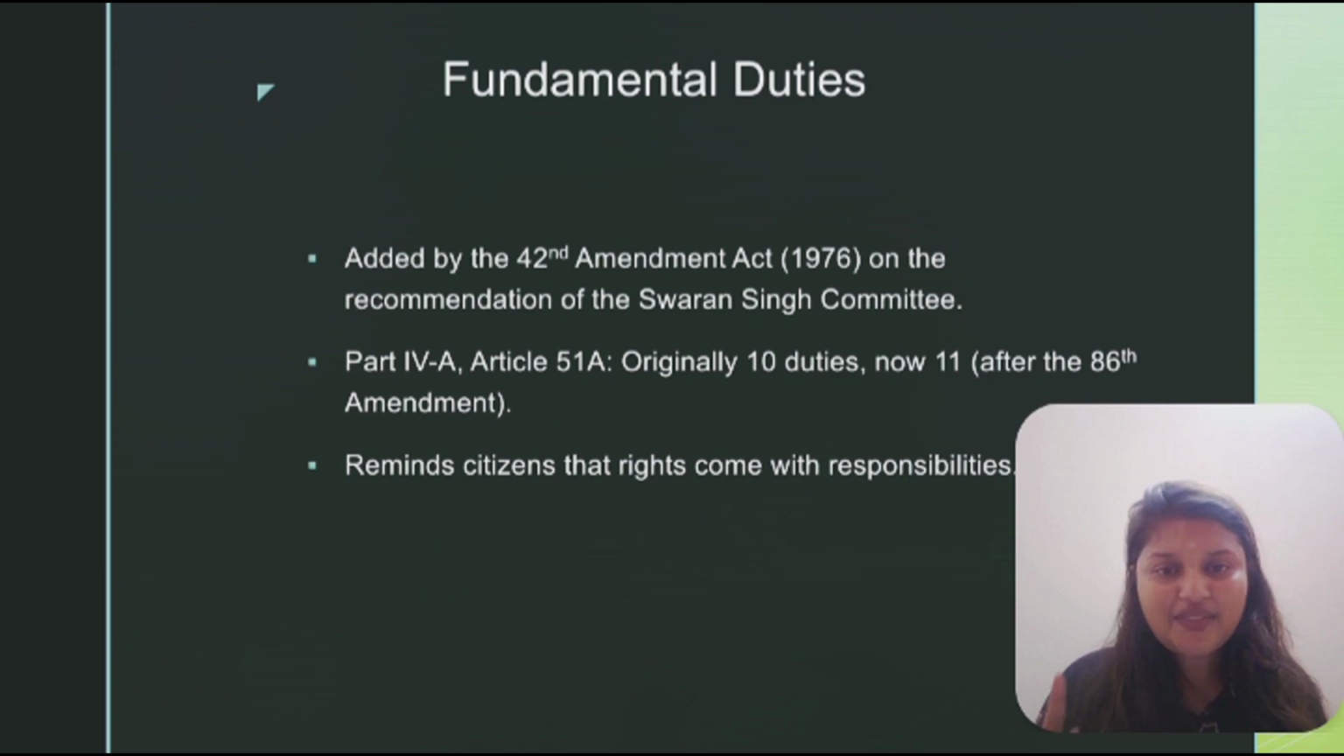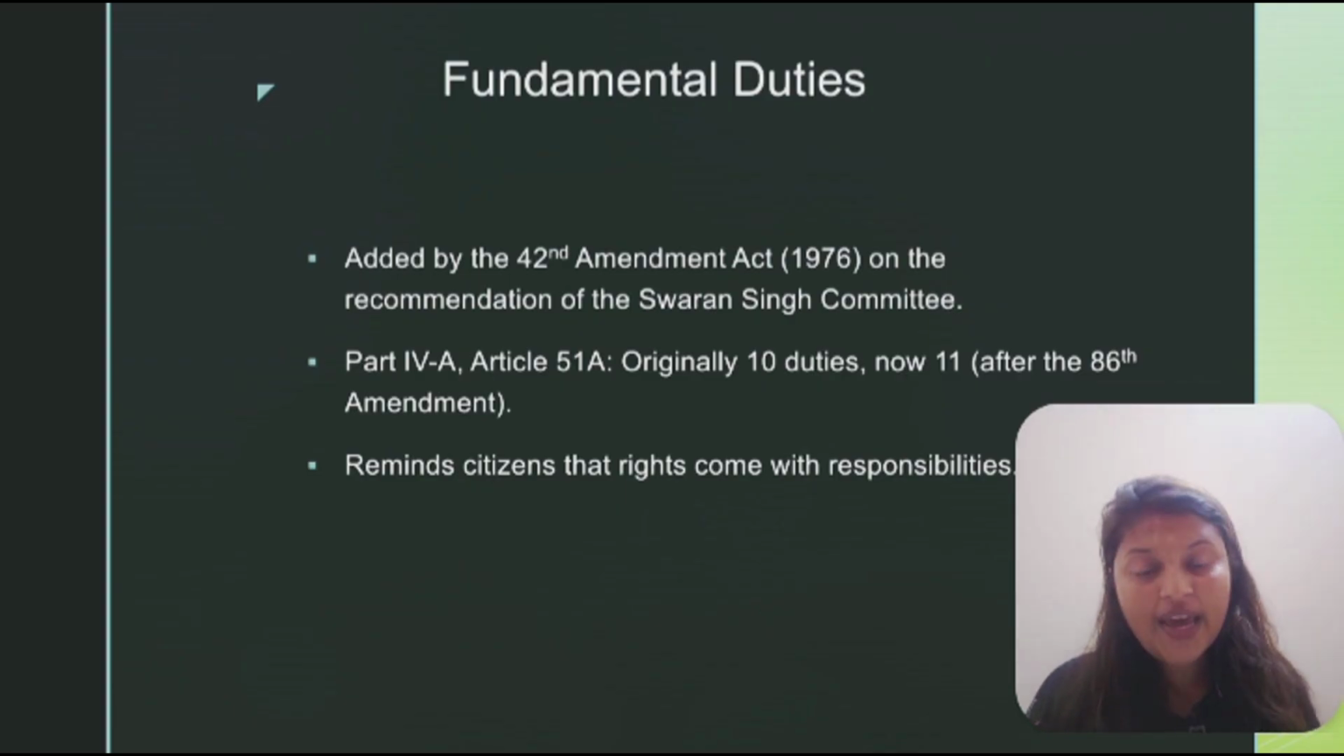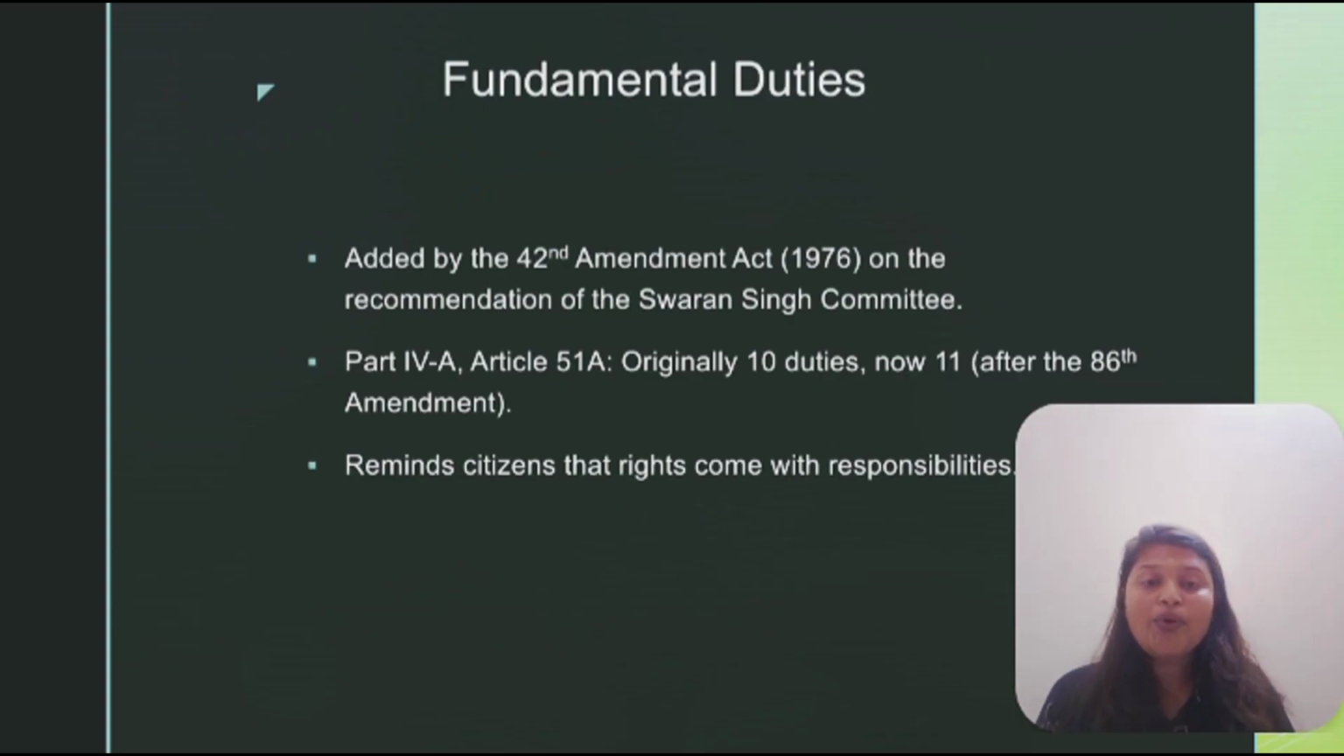It is 1976. In 1976 only, under the recommendation of the Swaran Singh Committee, we inserted these 10 fundamental duties under Part 4A, Article 51A. Under Part 4A we had 10 fundamental duties initially, and now we have 11 fundamental duties. The 11th fundamental duty was inserted by the 86th Amendment.